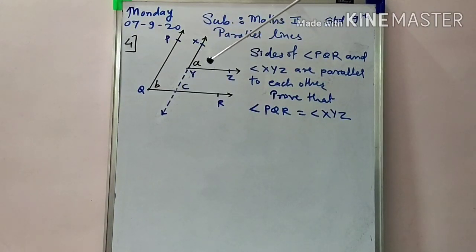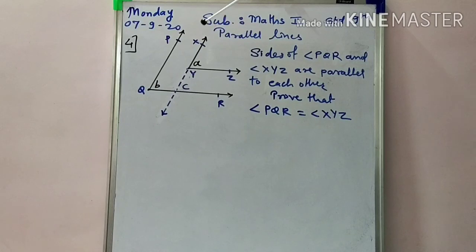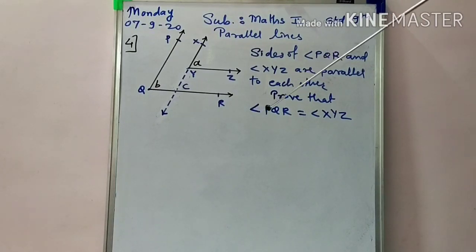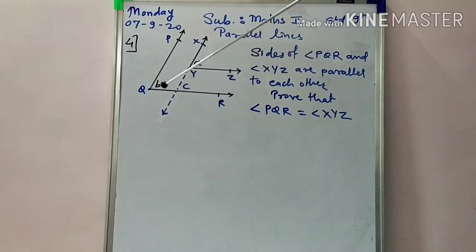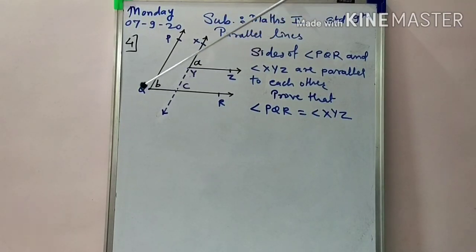Here we do one construction, as we extend that side XY, that is ray YX, to the opposite side, which intersects that ray QR. Also we name the angles which we have to prove equal: angle PQR equal to angle XYZ. So we name PQR as B, angle XYZ as A, and the angle formed here where the extended side intersects QR as angle C.